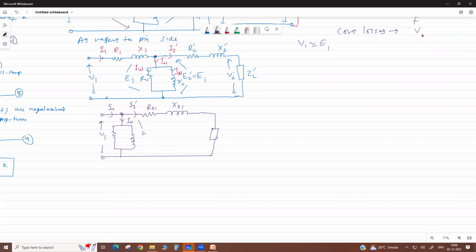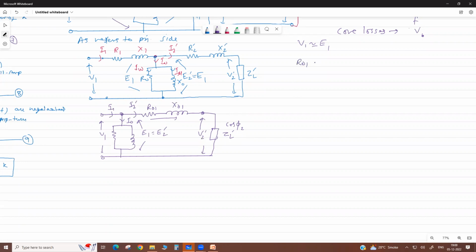And here it is your E1 equals to E2 dash. They are equal to B also, we assume. Now due to this, there is a drop in this impedance, and this terminal voltage becomes V2 dash. And this is your ZL dash. Cos phi 2 is the load impedance power factor. Okay.